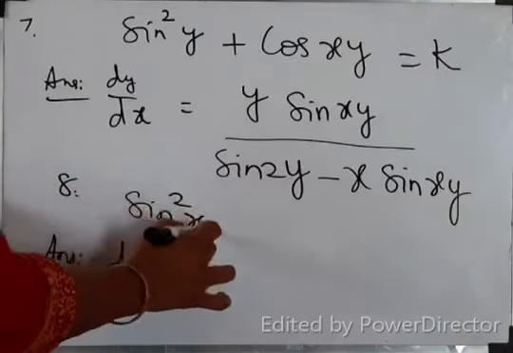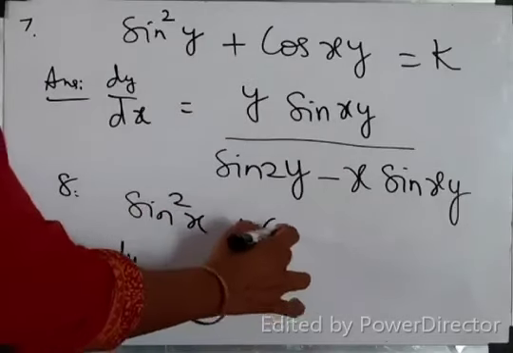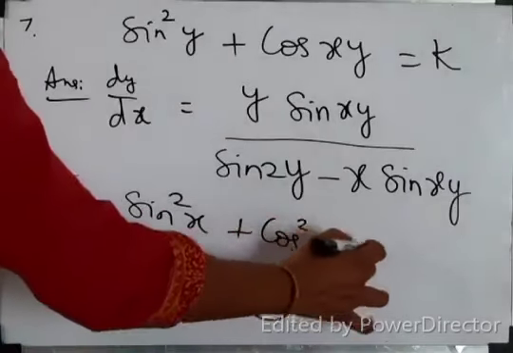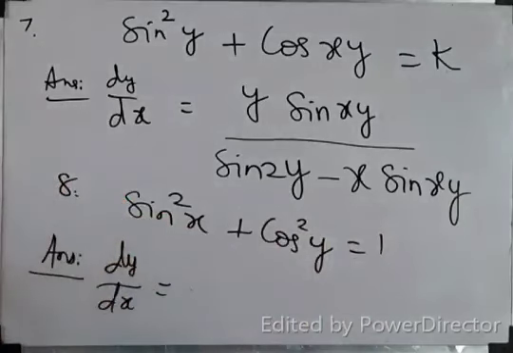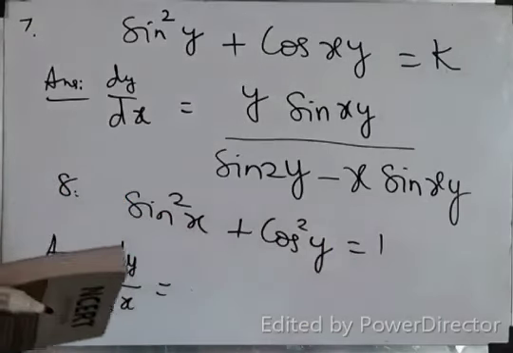Then question number 8: sin squared x plus cos squared y equal to 1.